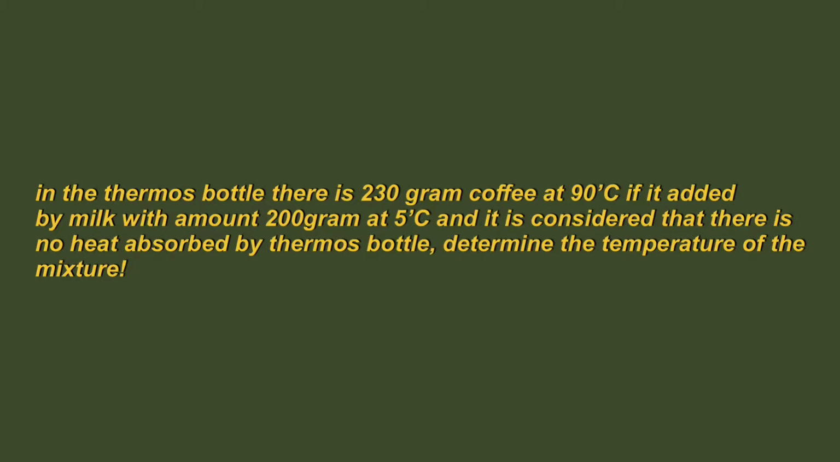In the thermos bottle, there is 230 gram coffee at 90 degrees Celsius. If it is added with milk with an amount of 200 gram at 5 degrees Celsius, and it is considered that there is no heat absorbed by the thermos bottle, determine the temperature of the mixture.